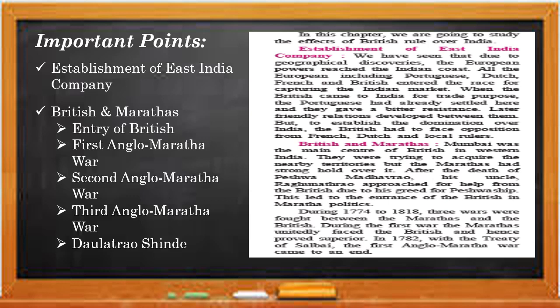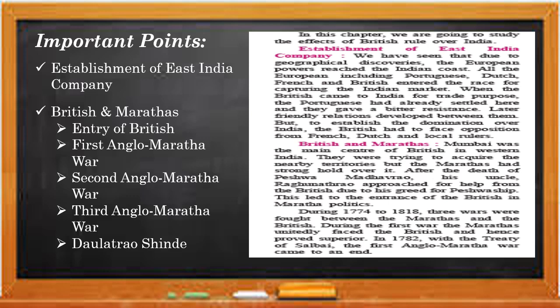But slowly and gradually, the Britishers were so cunning that they succeeded in establishing the East India Company, setting back the French and Dutch and many other local rulers. Then there was constant war between Britishers and Marathas. The first part was how the Britishers entered India.